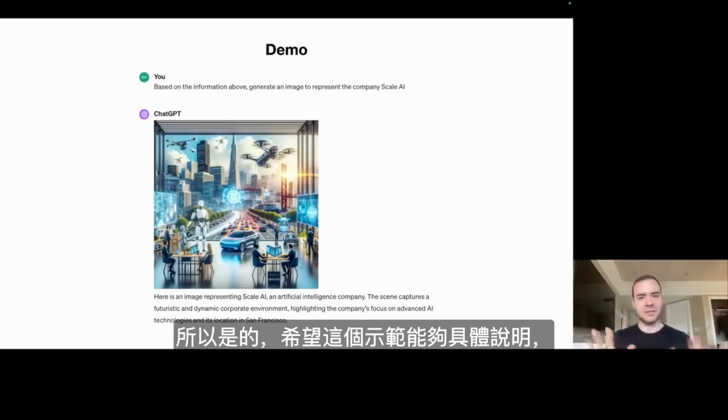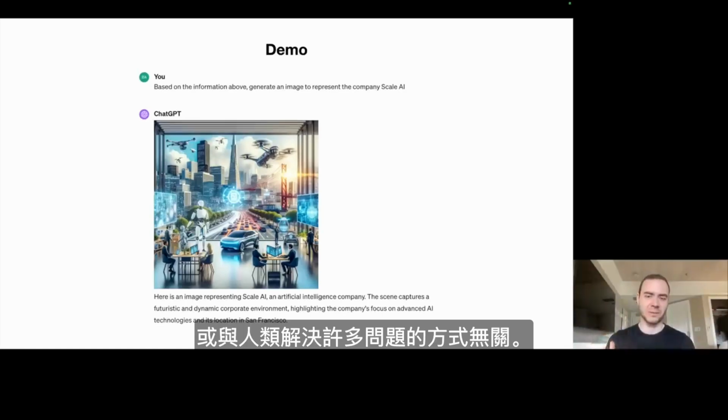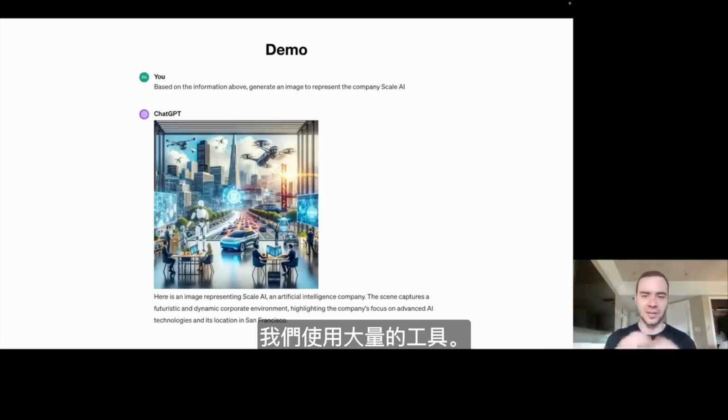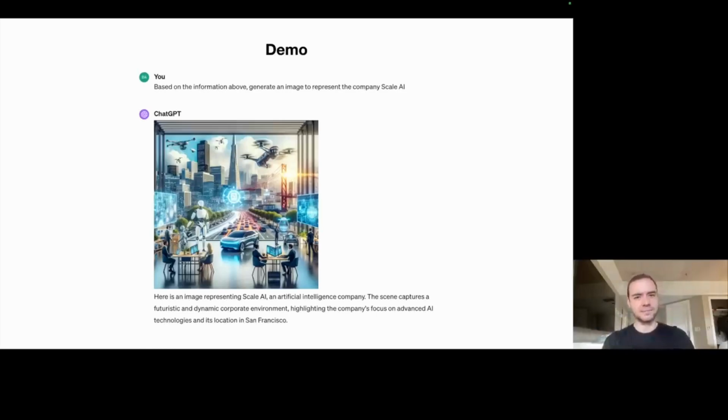So yeah, hopefully this demo illustrates in concrete terms that there's a ton of tool use involved in problem solving, and this is very related to how a human might solve lots of problems. You and I don't just try to work out stuff in our heads. We use tons of tools. We find computers very useful, and the exact same is true for large language models, and this is increasingly a direction that is utilized by these models.